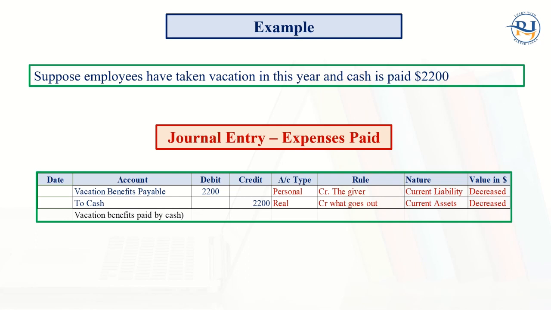Now take an example that some of the employees have taken a vacation in this year and the cash is paid by the employer, $2,200. So vacation benefits payable account debit $2,200 and to cash will be $2,200, because the value in dollar has decreased. It means the cash value has decreased. Cash has gone from the business.